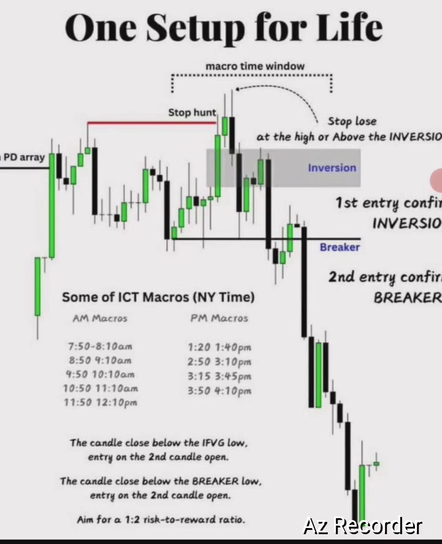So you can see the stop loss is set above the high in inversion trades. The risk-reward ratio should be at least 1:2, meaning the portion of profit should be twice the risk. This strategy leverages price action at specific time frames to identify high-probability trades, with a focus on reversals and breakouts.